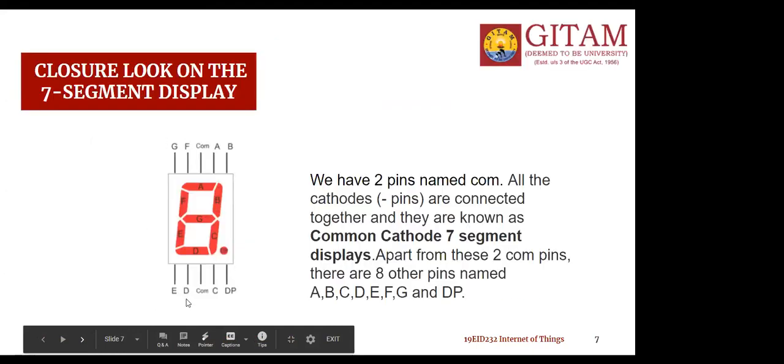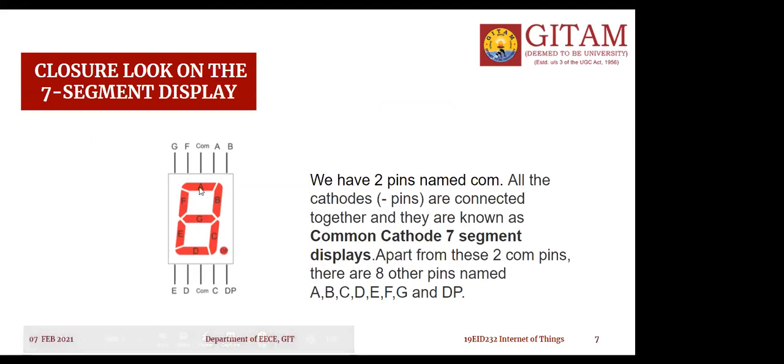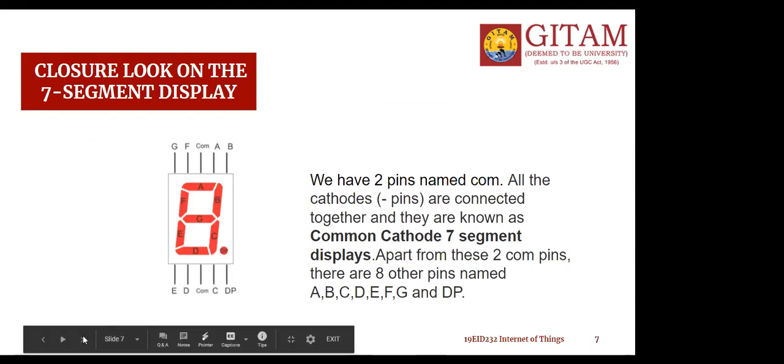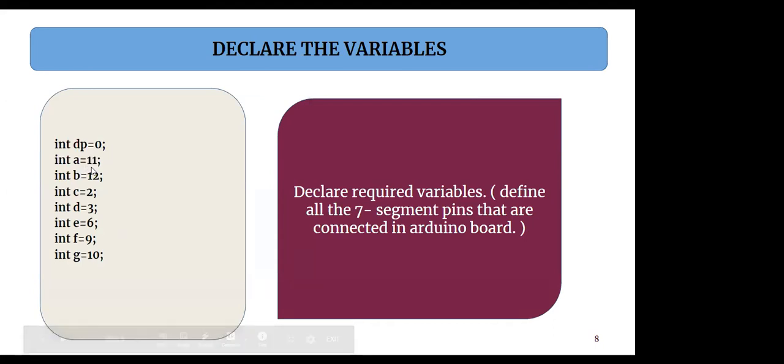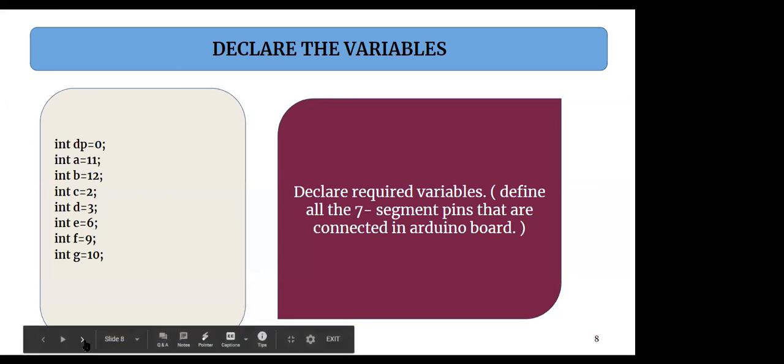So this is the enclosure of the 7-segment display, in which 2 pins are common. Here, as we can see, the segments are represented as A, B, C. So by taking this into consideration, we are connecting them to the Arduino board. Here we are declaring the variables as DP connected to 2 on the Arduino board. Similarly, A is connected to 11, B to 12, C to 4, D to 3, E to 6, F to 9, and G to 10.